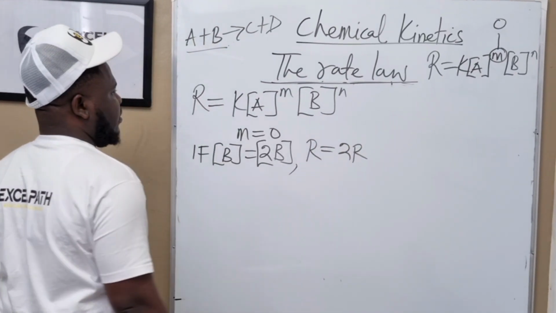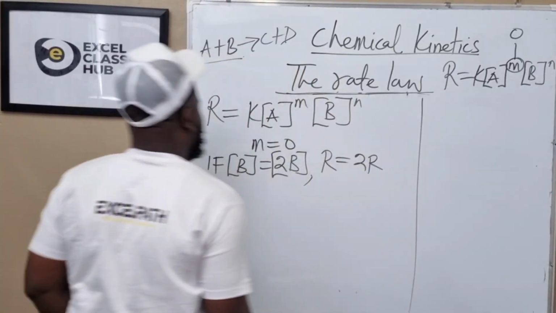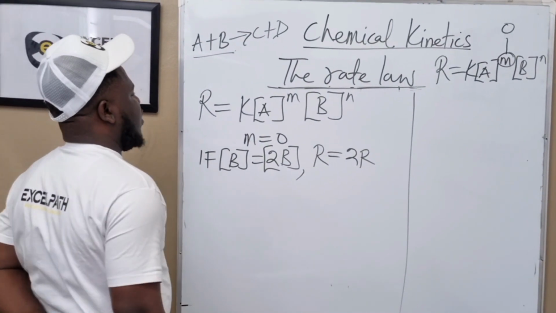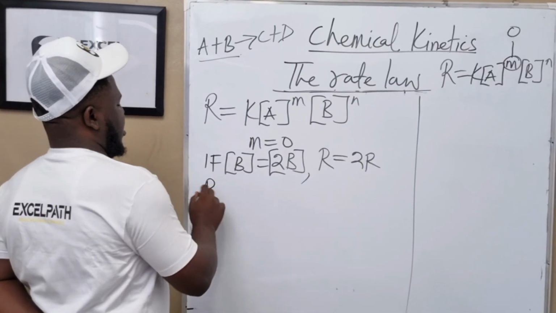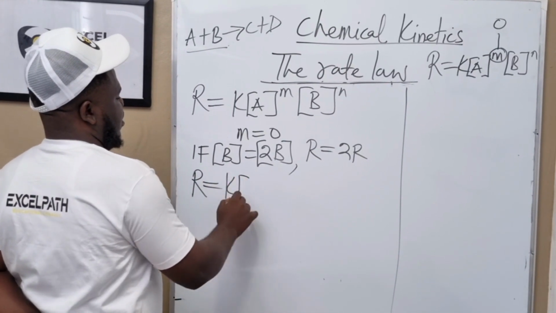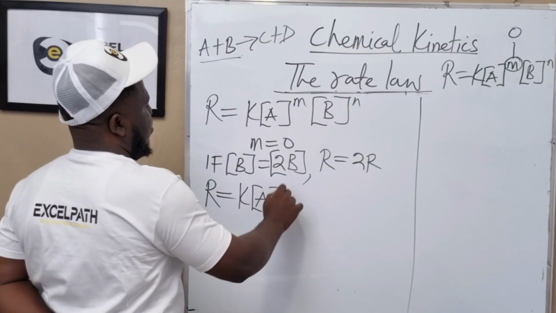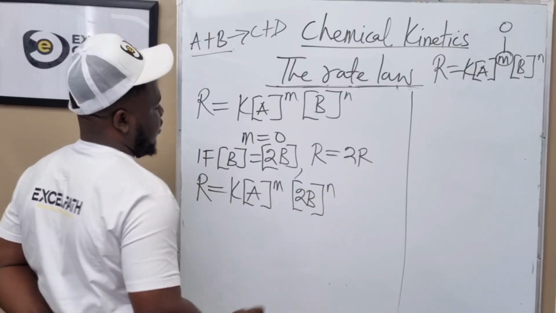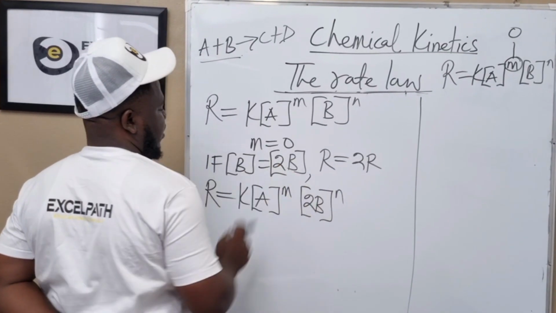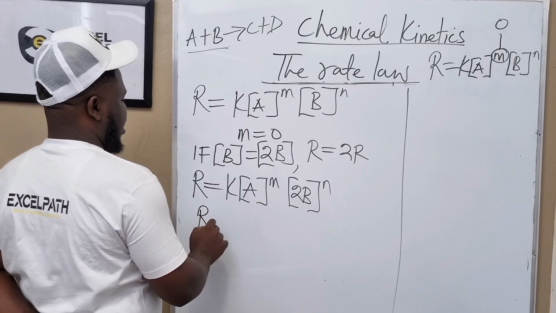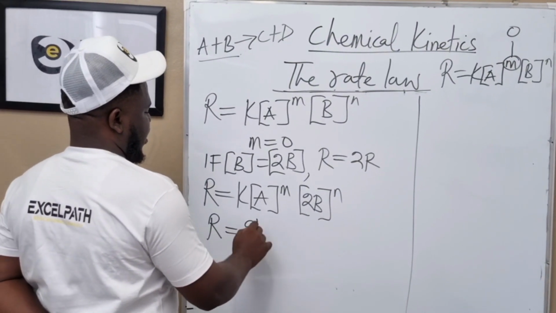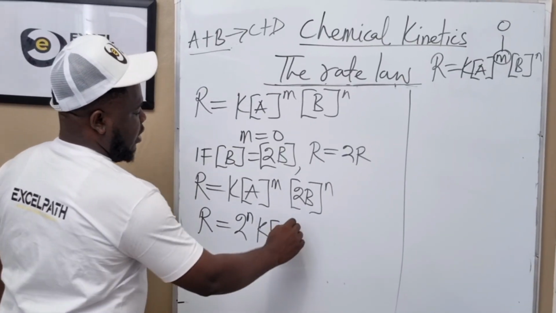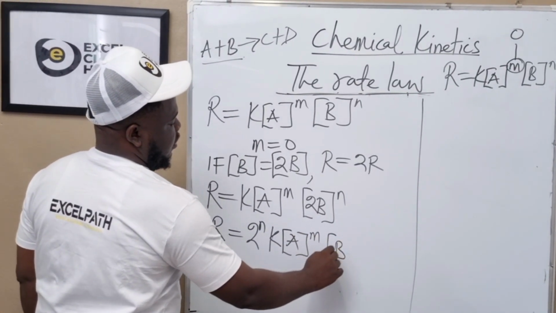So let's solve for that. Anywhere you see B now, you put 2B. Anywhere you see R, you put what? 2R. So what does that become? That becomes R is equal to K, concentration of A raised per M. Instead of B now, you write 2B raised power N. So what are you going to have? R is equal to 2 raised per N, K, concentration of A raised per M, then concentration of B raised per N.